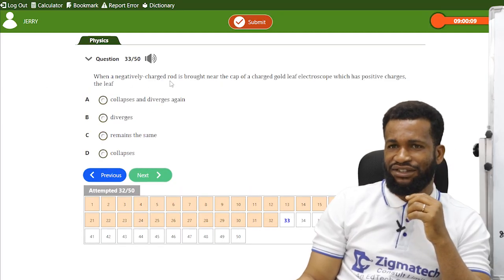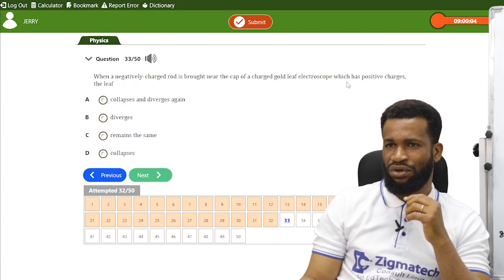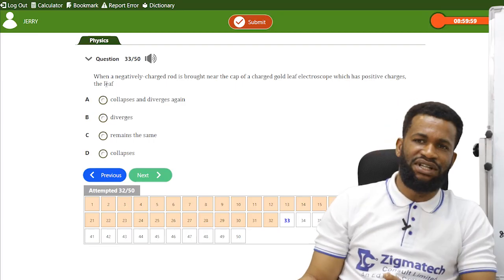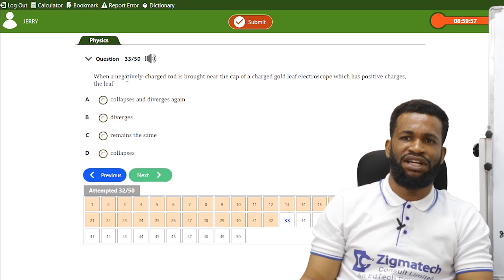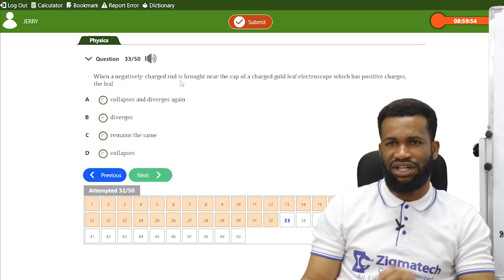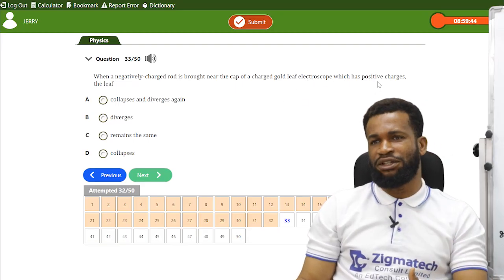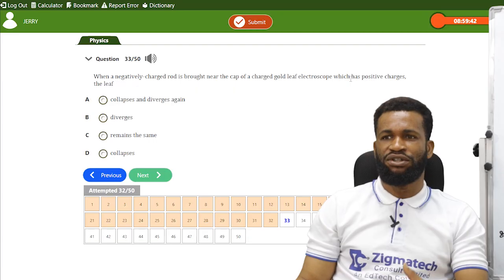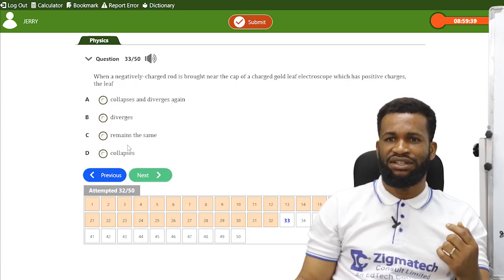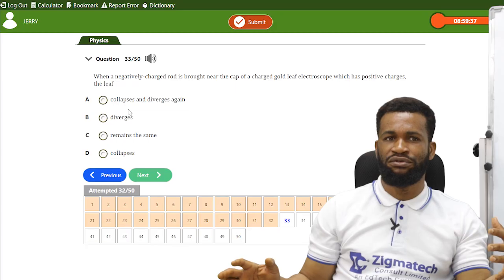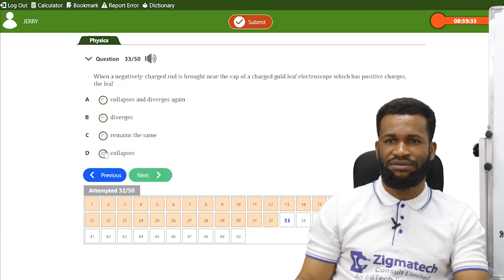A negatively charged rod is brought near the cap of a charged gold leaf electroscope, which has a positive charge. All right, let's look at it. The negatively charged rod is brought near the cap of a charged gold leaf. The gold leaf is already positive and the negative is coming. So the leaf is open with a positive charge, and it's going to collapse.